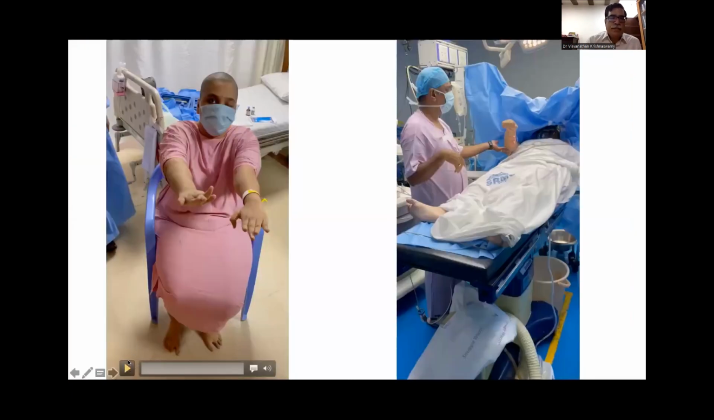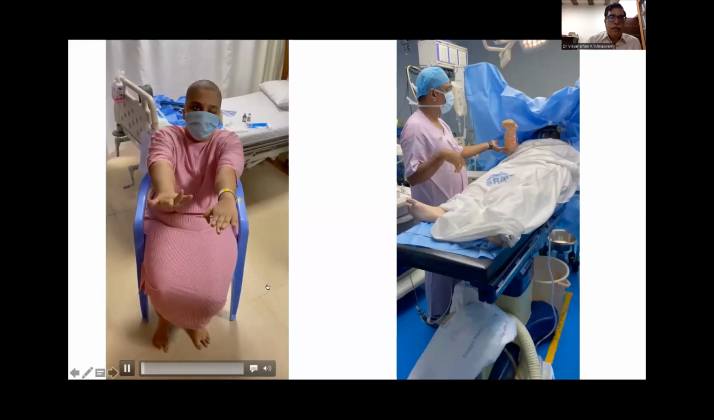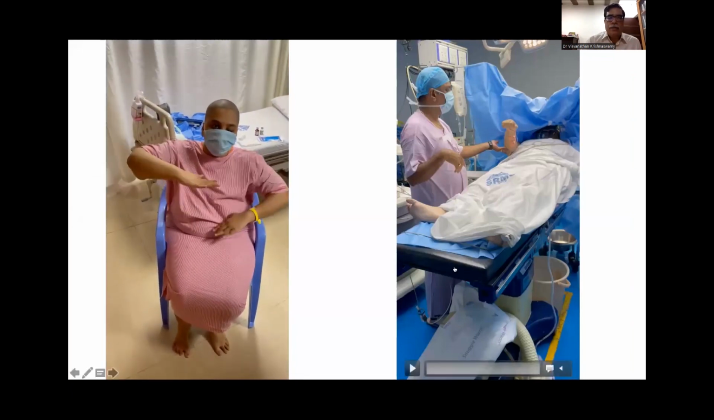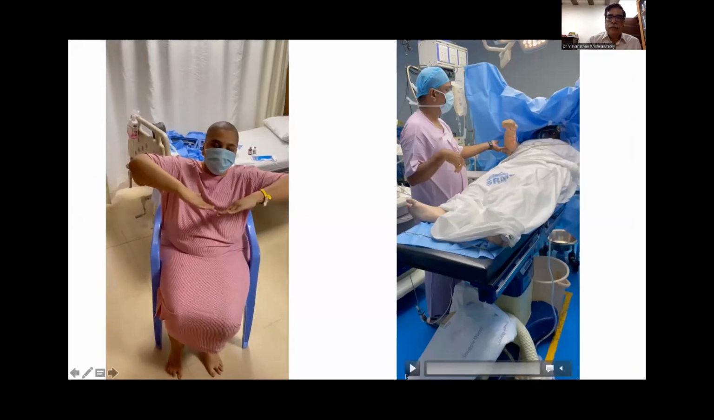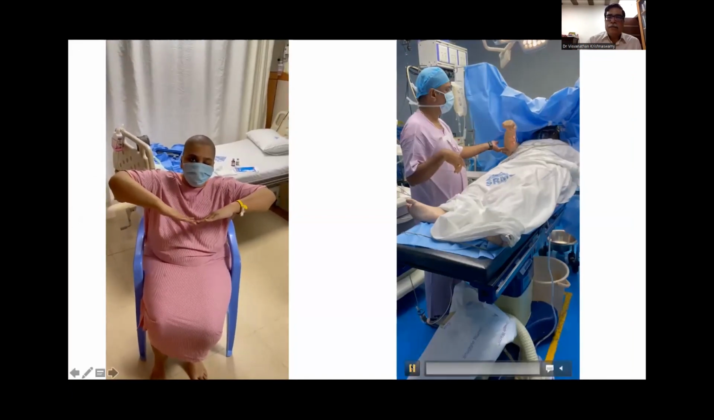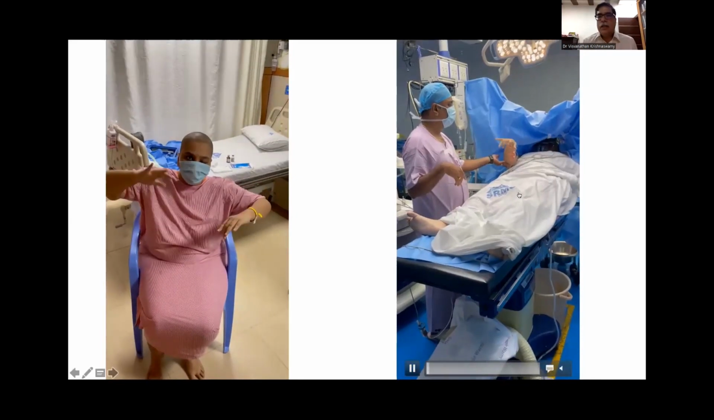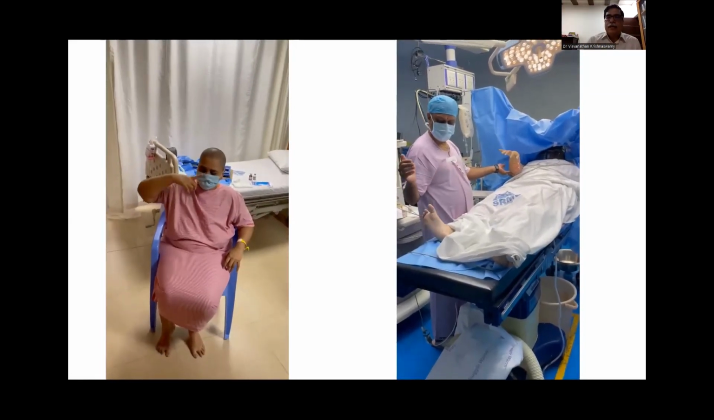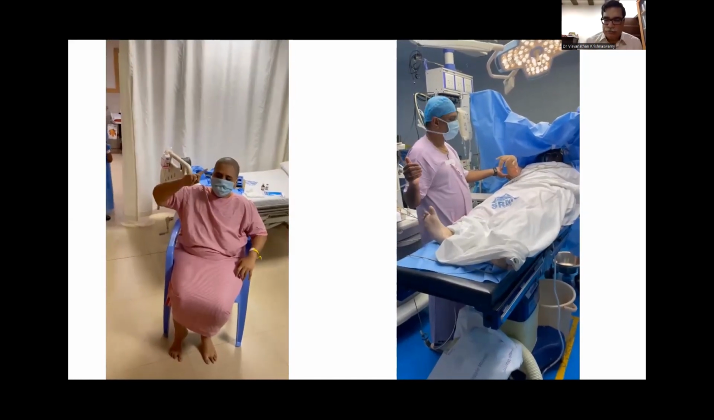Now, this is a patient with a midbrain tremor. You can see the constant coarse tremor in a young girl. And this is her on the right. During surgery, you can find that the tremors are definitely better.